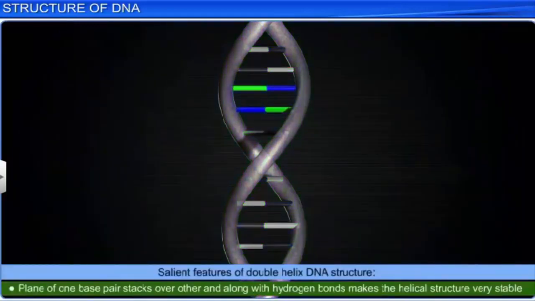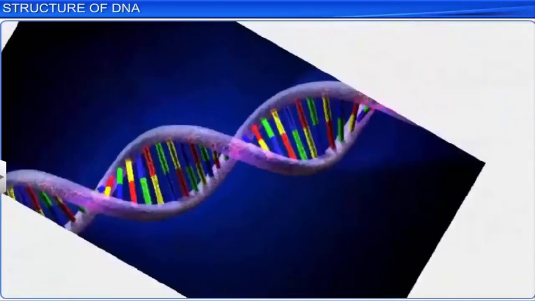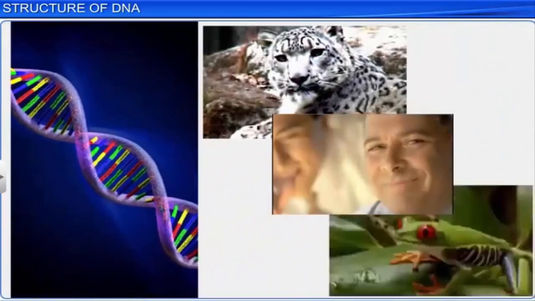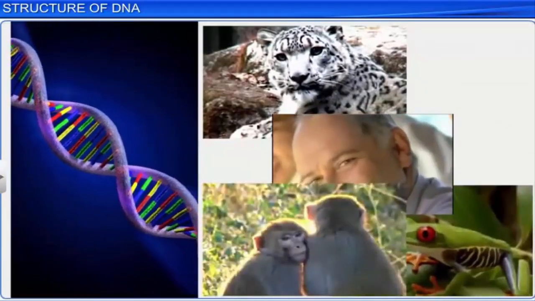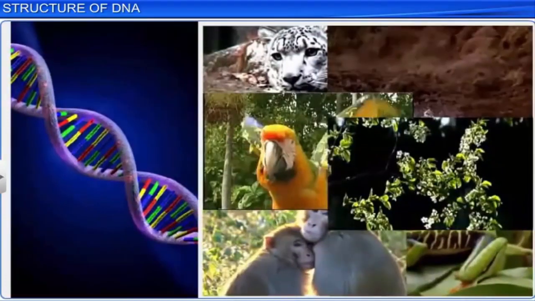Additionally, in a DNA double helix, the plane of one base pair stacks over the other, which, along with the hydrogen bonds, makes the helical structure very stable. The stable DNA helix structure allows it to be the genetic material that has instructions for the development and functioning of all known living organisms.